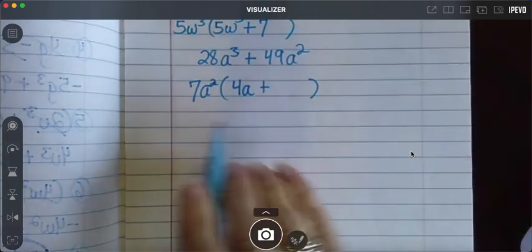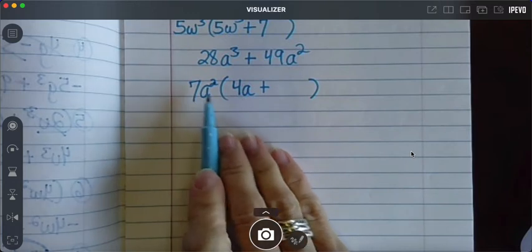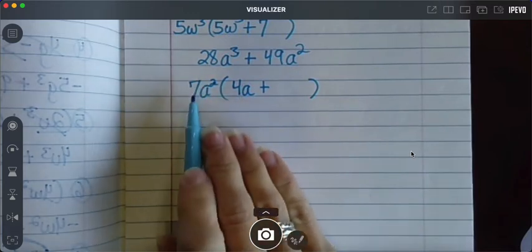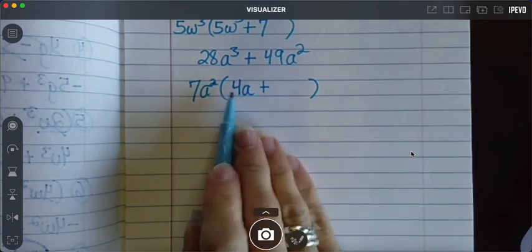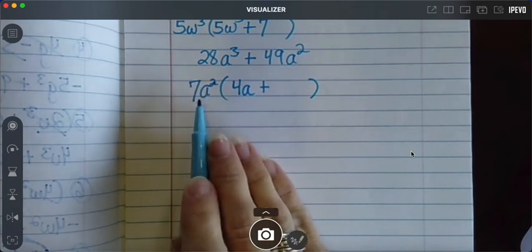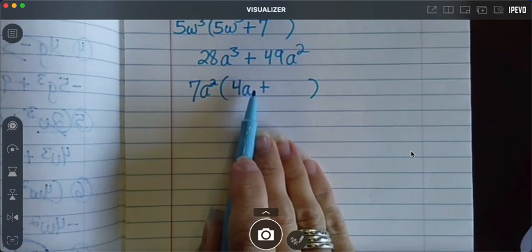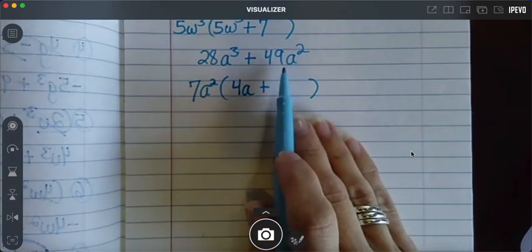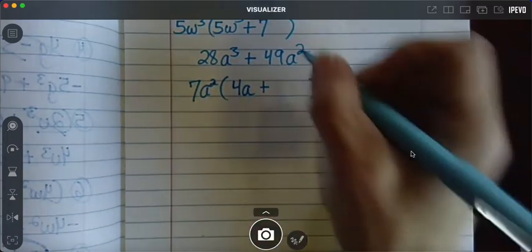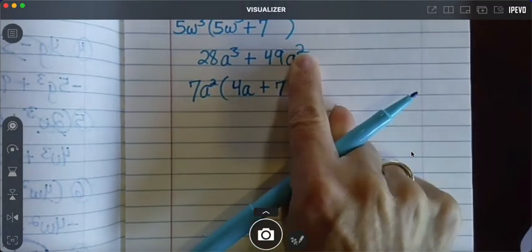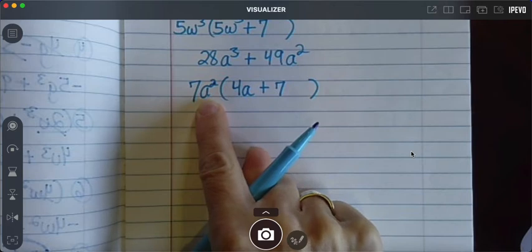Another way to think of that is just go backwards. 7 times what is 28? And you would think, oh, 7 times 4. A squared times how many more do I need to give me 3 of them? 1. That's another way to think of it, okay? Several different ways. All right, doing the division way, what's 49 divided by 7? 7. And look, I've already brought all my a squareds out.